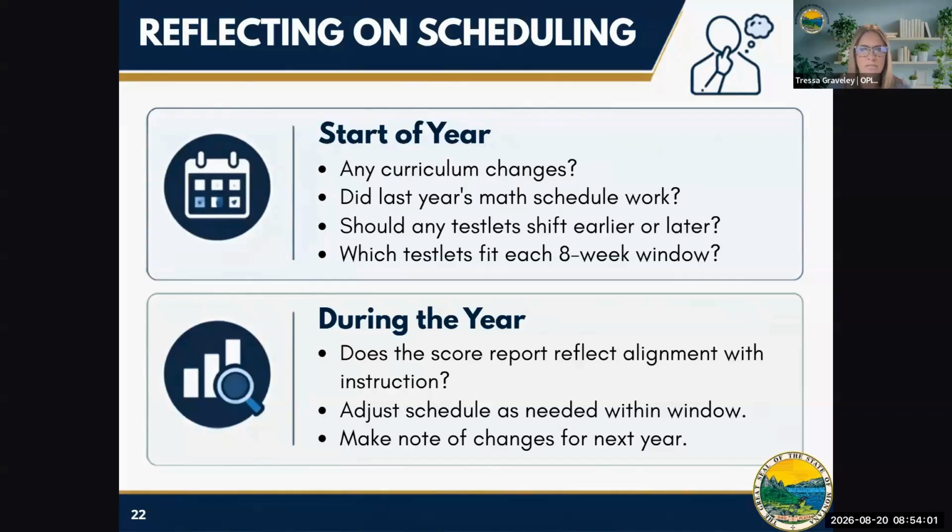So thinking through, does the score report reflect alignment with instruction? Should there be an adjustment of a schedule needed within the window, or do I need to make note of changes for next year?